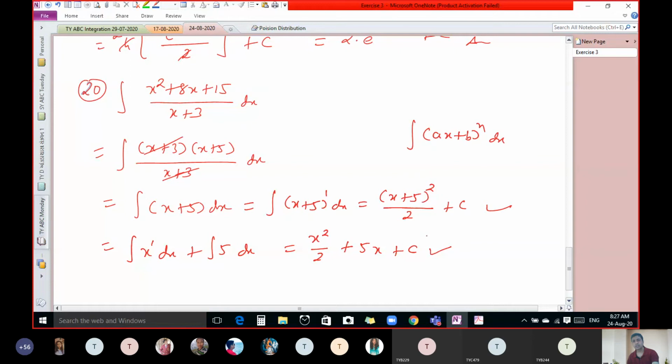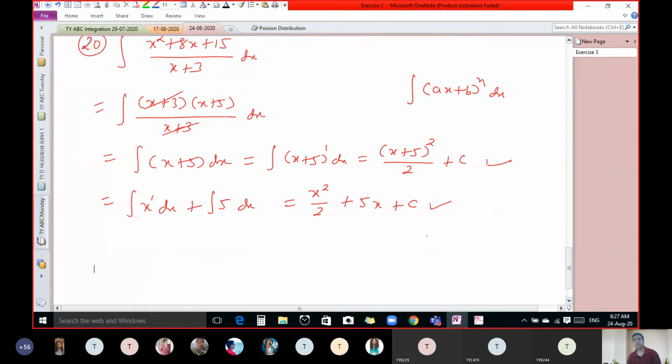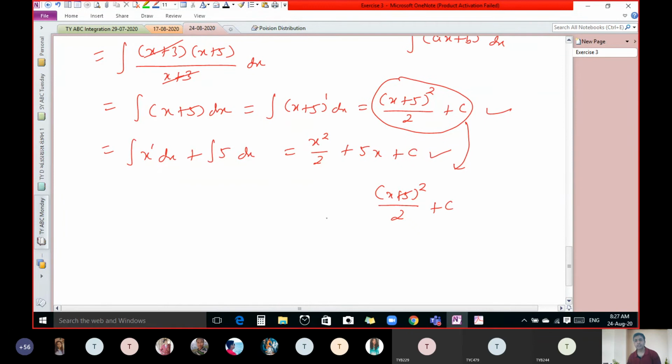Now the question is, sir, how can we say that both are the same? So listen for this part. If we have an answer like this, then just simplify. So keep 2 as it is. Now what is a plus b the whole square? The simplification is a square plus 2ab plus b square. So it is x square plus 10x plus 25 plus c.